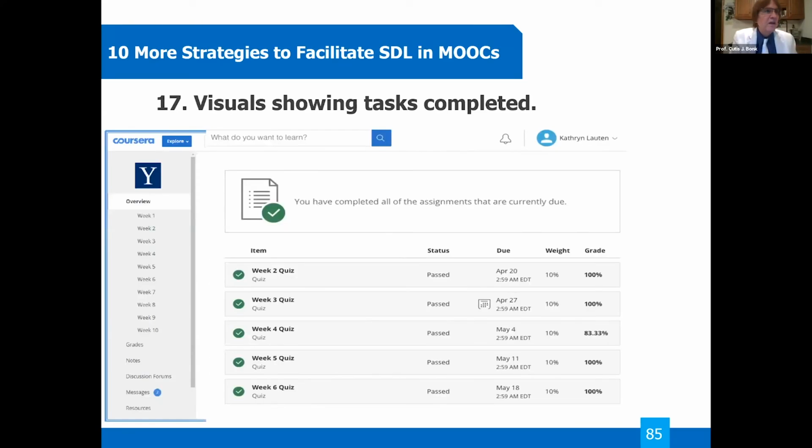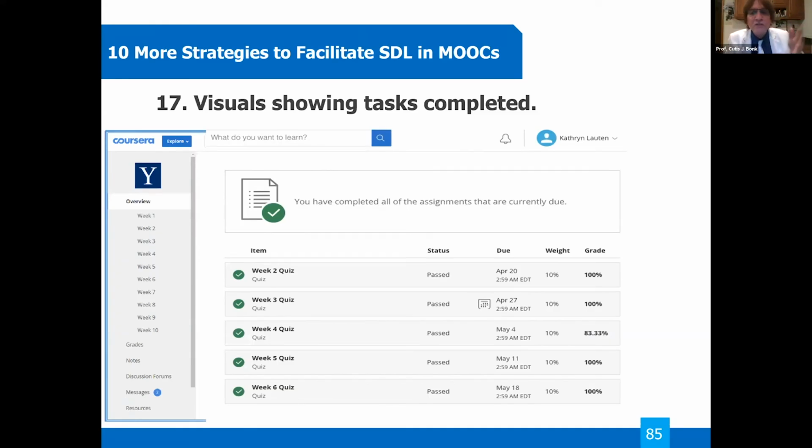Richard Deci and Edward Deci and Richard Ryan. She had visuals showing what they completed, what grade they got, what weight that got. I can visualize my learning. It's apparent to me how far I've progressed. And so when I'm not lost, the system's very clear with what I've gotten done.